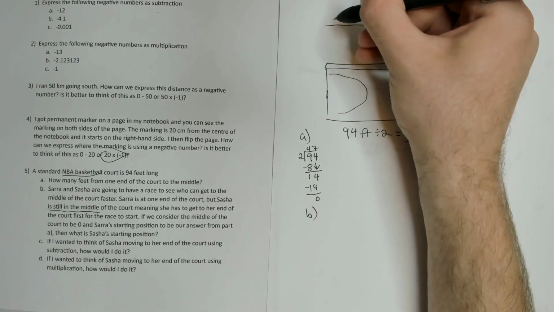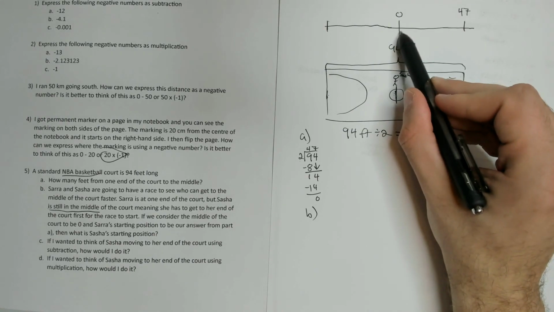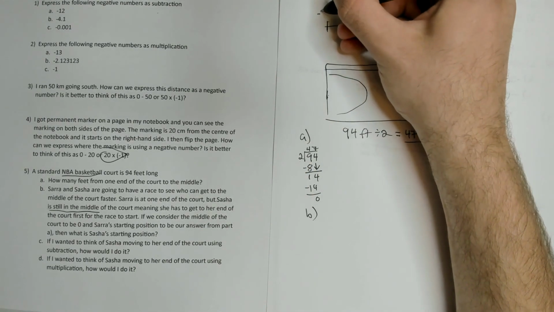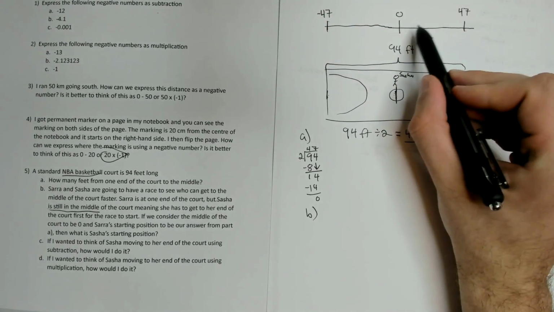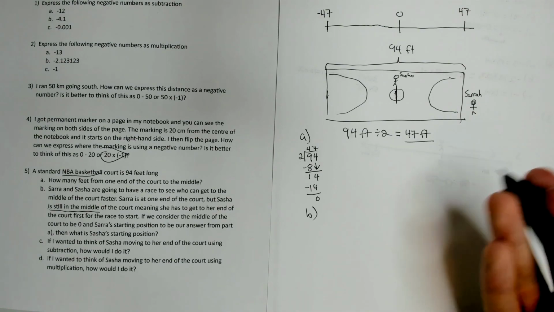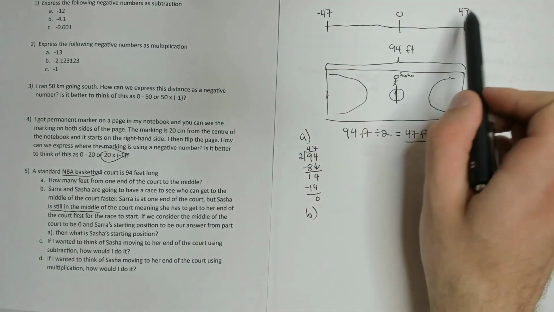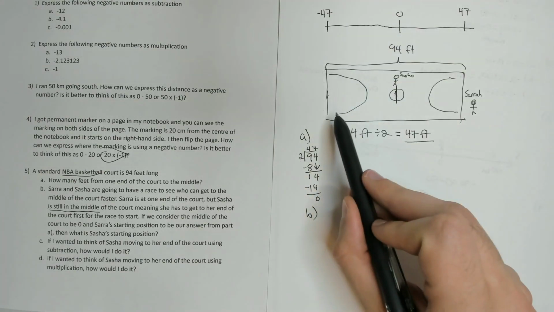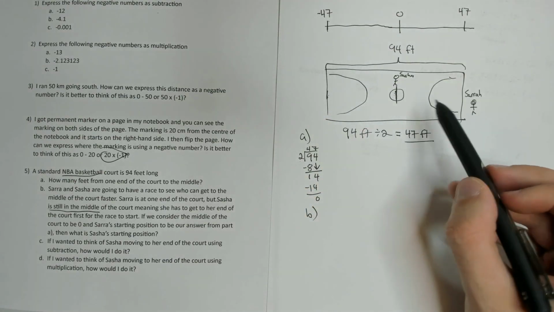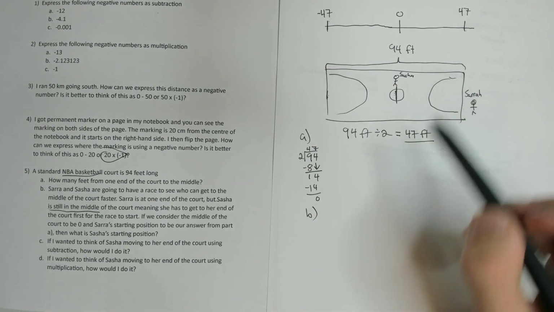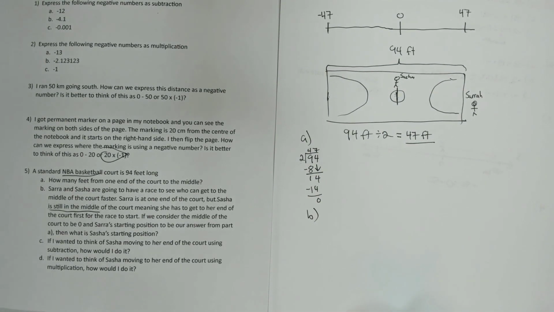And if Sasha's over here, and it's the same distance from 0 to one end as it is to the other end, then this has to be negative 47, right? Because the distance is the same, it's just a different direction, right? That's the standard idea of what a negative is, right? It's just the same value, but in a different direction from 0. So Sasha's starting position is also 47 feet from 0. It's just in the opposite direction as where Sarah is, which is why we've put them on different ends of the number line. All right, awesome.